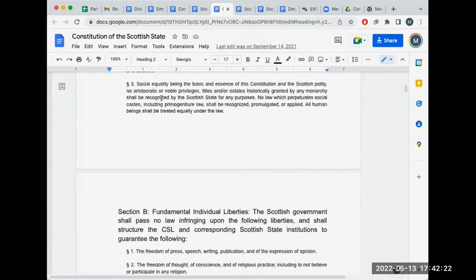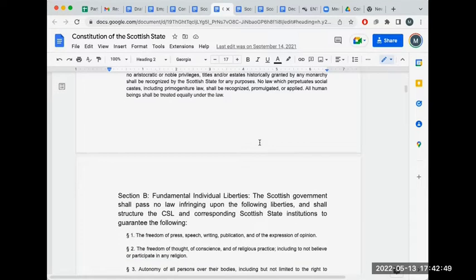Also, number 3, social equity being the basis and essence of this constitution and Scottish polity. No aristocratic nor noble privileges, titles or estates historically granted by any monarchy shall be recognized by the Scottish state for any purposes. No law which perpetuates social castes, including primogeniture law, shall be recognized, promulgated, or applied. All human beings shall be treated equally under the law.